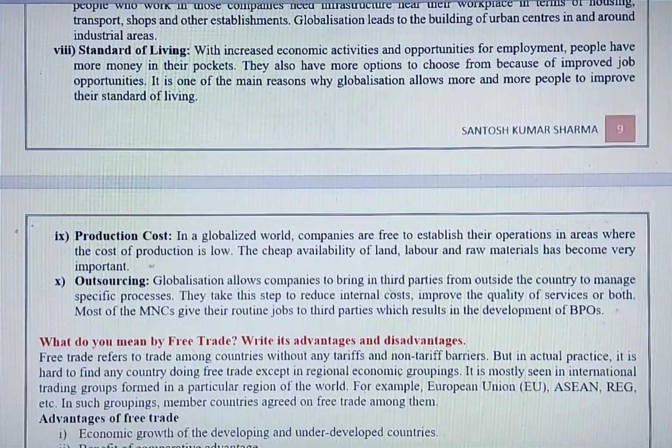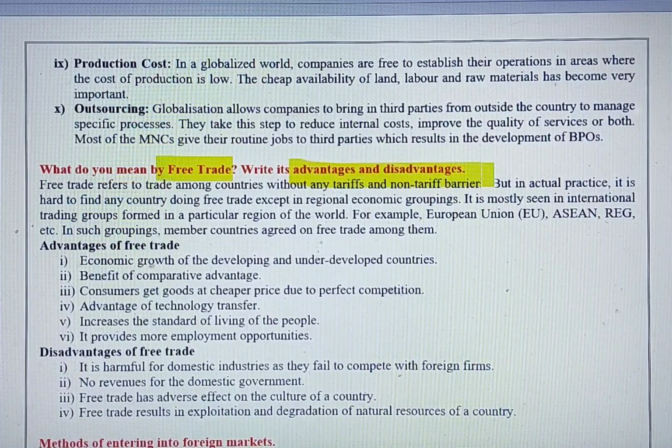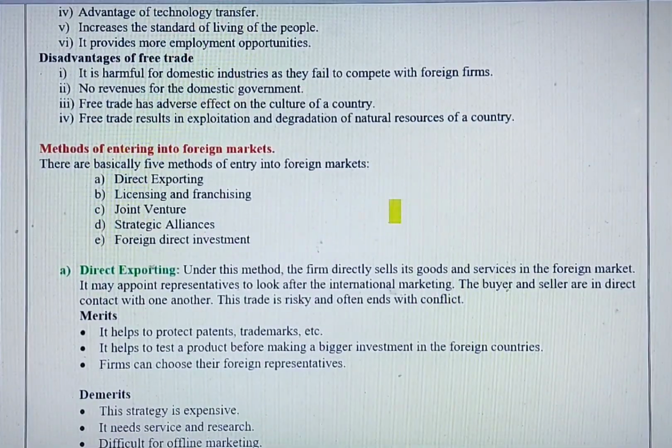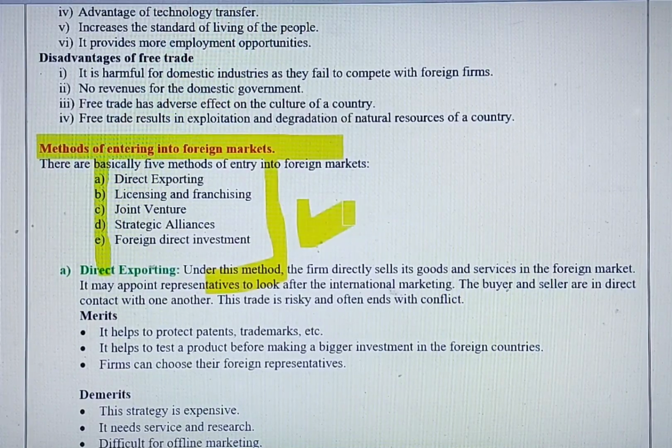Then you should revise this question. What do you mean by free trade and its advantages and disadvantages for a particular country? One more question, the most important one in fact from this unit, the different methods of entering into a foreign market. So all these 5 methods are there: direct exporting, licensing or franchising, joint ventures, strategic alliances, and foreign direct investment. And all these methods should be learned along with their merits and demerits.